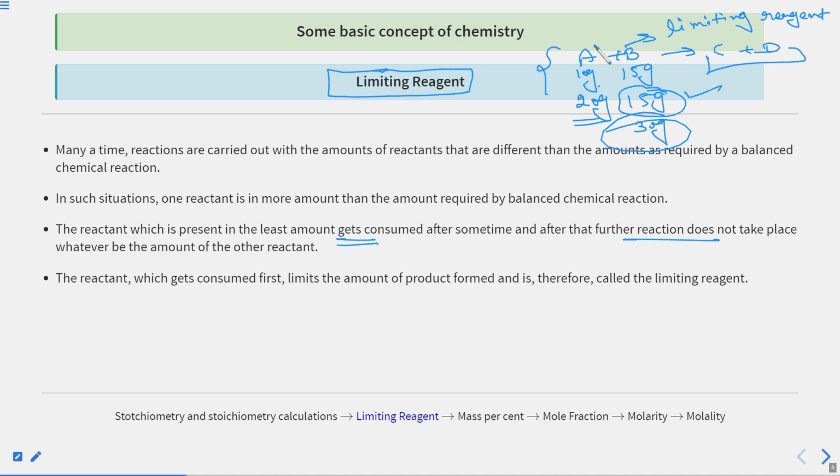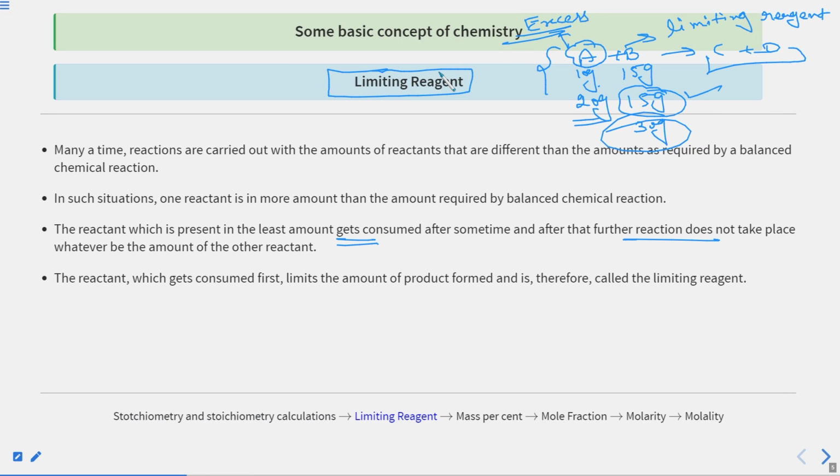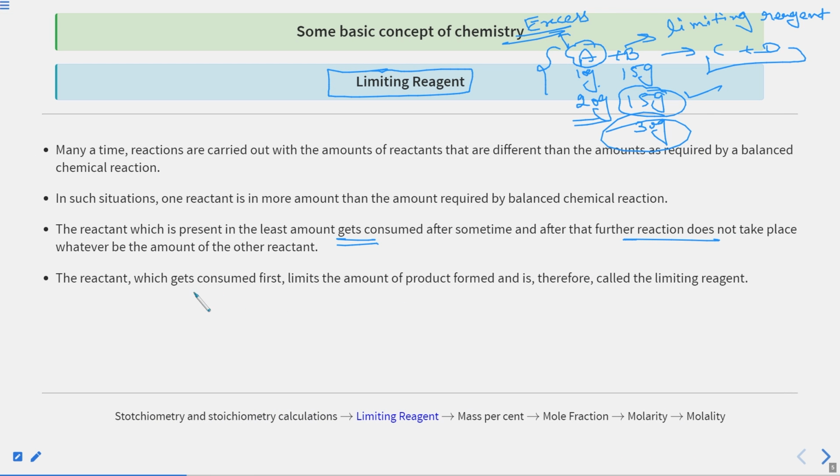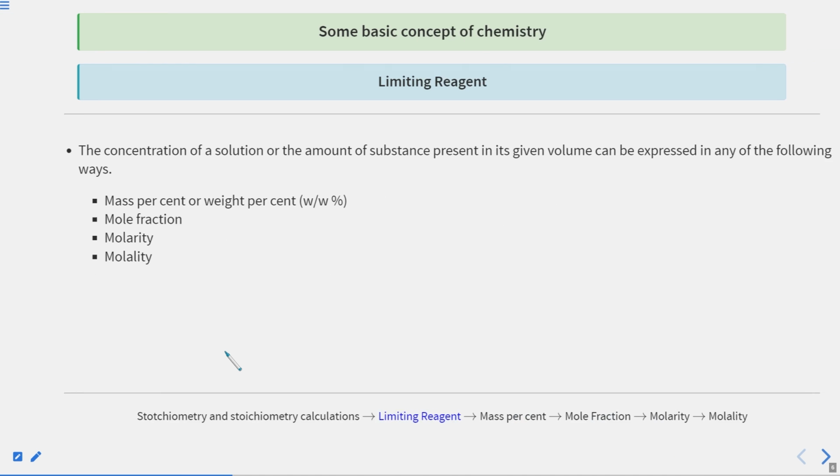A is present in excess amount, so A is an excess reactant or excess reagent. I hope this point about the limiting reagent is clear to everyone. Let's move to the next. And one more important point I want to say: the reactant which gets consumed first limits the amount of product formed, and that's why this is called the limiting reagent.